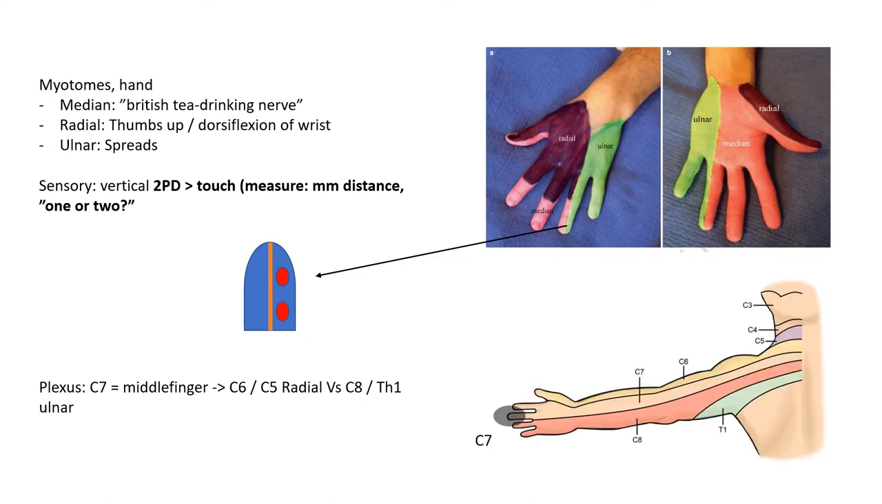Okay, then you have your plexus. Plexus injuries are important in a lot of injuries, also in the neck. As a rule of thumb, the middle finger is C7. Then you have two nerve roots on the radial side and two on the ulnar side. This one is a bit wrong, sorry, but it's C7, C6, and C5, and then there's T1 and C8. So it's the two above and the two below, and this one is the middle one.